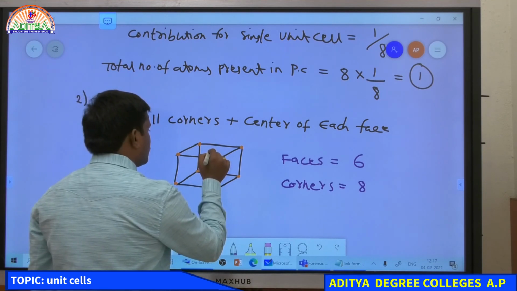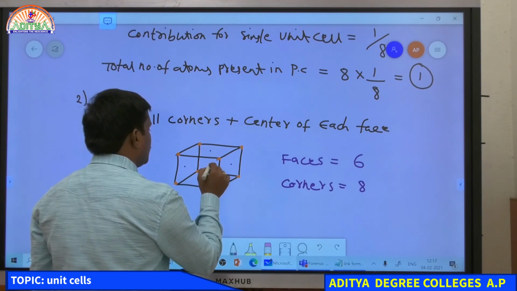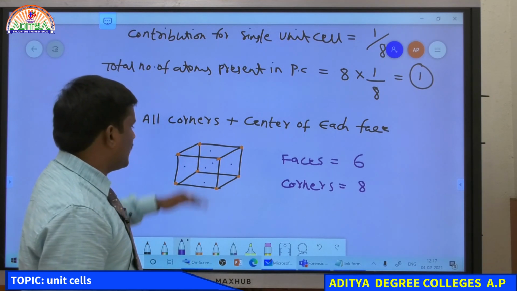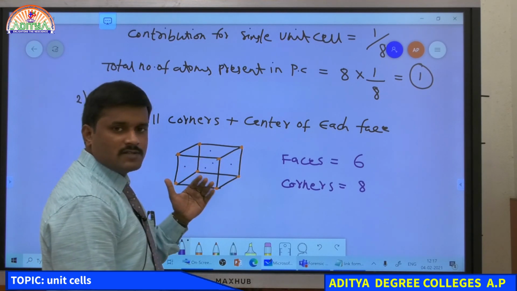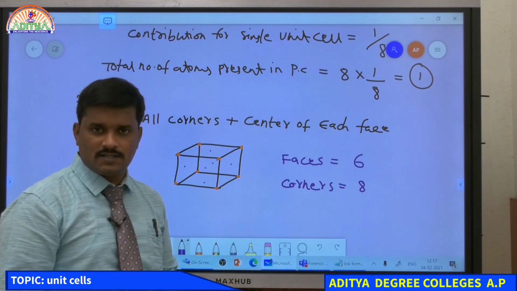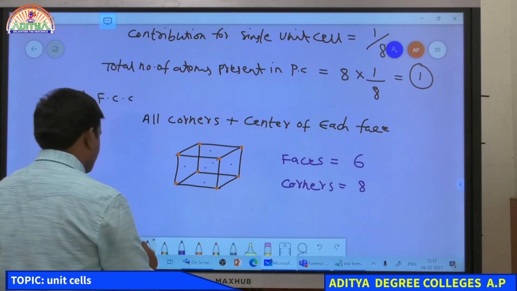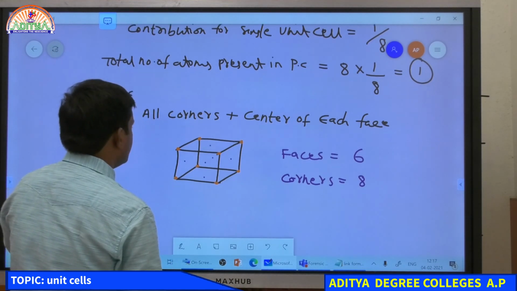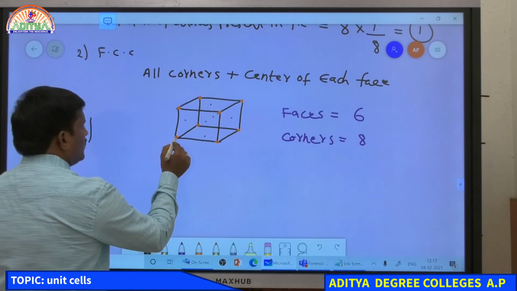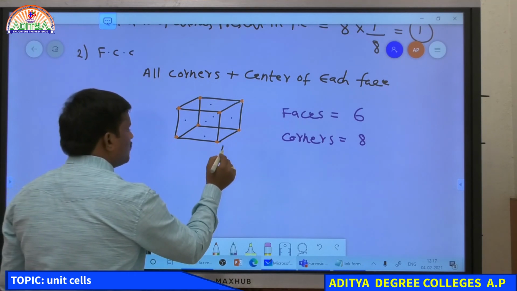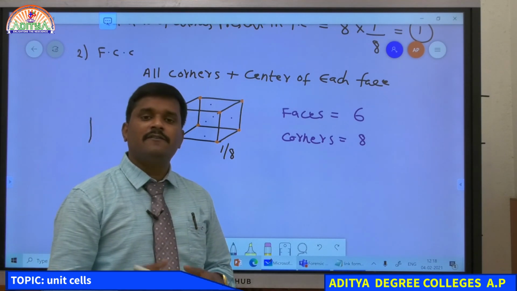So here, the front plane and back plane, right hand side plane, left hand side plane, above face and below face. So totally there are 6 faces and also there are 6 points. Therefore, the total number of points present in this crystal is given by: each point's contribution at a corner is 1 by 8. And now, what is the contribution of a point present at a face?